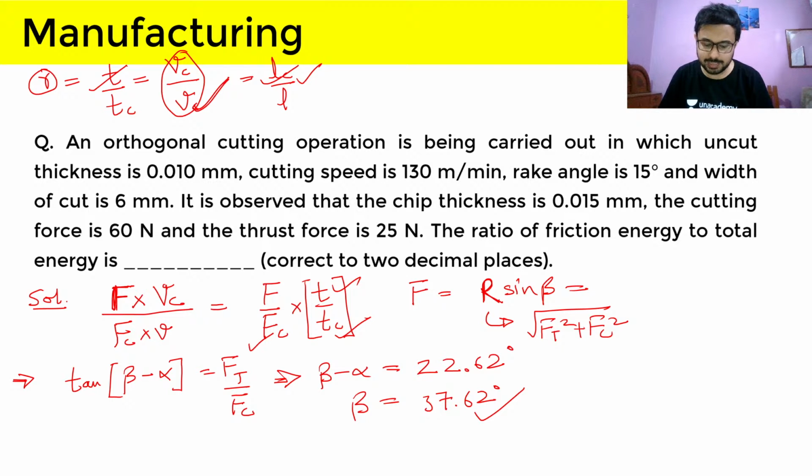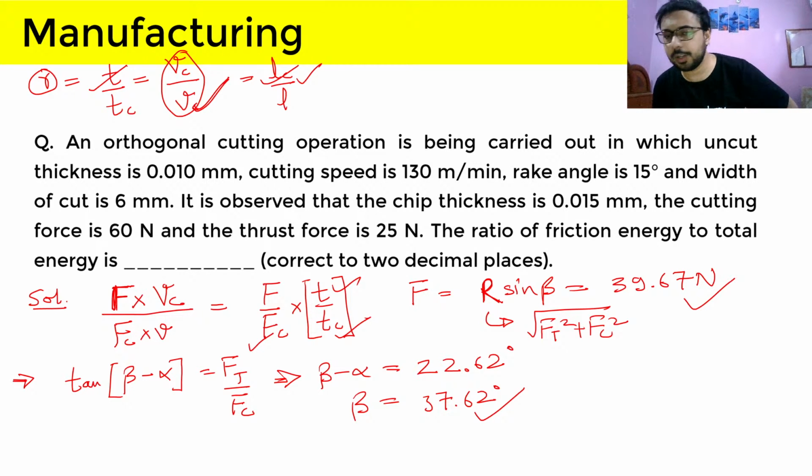It is coming out as 65, and sine beta will be, we are getting 39.67 newtons for our frictional force. And this frictional force, we will be just using it to calculate our ratio.